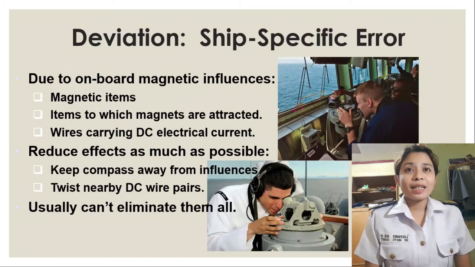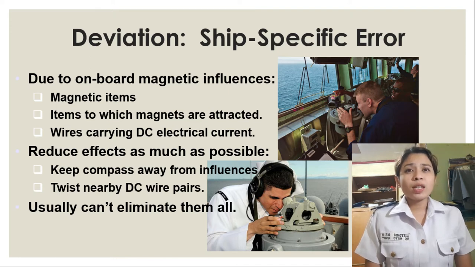So the next slide is deviation, a ship-specific error. So these are some errors that can be caused by possible magnetic influences on board the ship. As we all know, a magnetic compass gets easily attracted to magnetic items, to which magnets are attracted, and wires carrying DC electrical current. These are some of the reasons that would cause errors or deviation in the reading, and the compass error should be corrected.